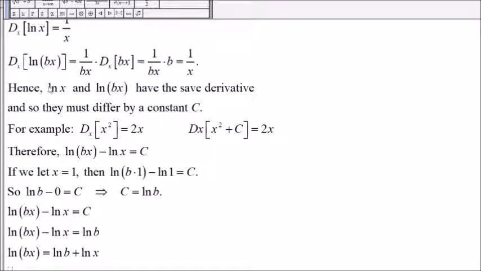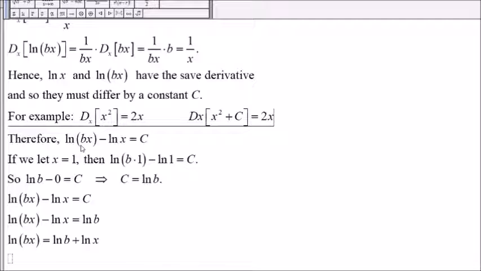And so what that means is that the difference ln bx minus ln x is equal to some constant c. It doesn't matter which order we put, whether it's ln bx minus ln x or ln x minus ln bx. And so now we have the equation ln bx minus ln x equals c, and we want to know what c is. So we let x be 1, and then we get ln of b times 1 minus ln 1 is equal to c.